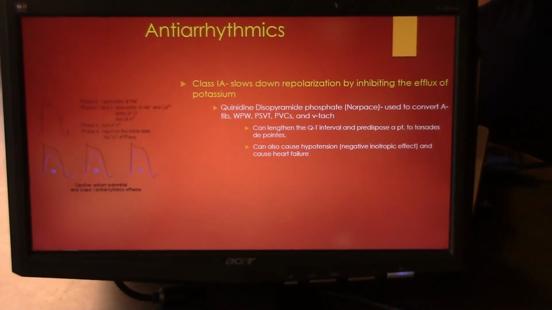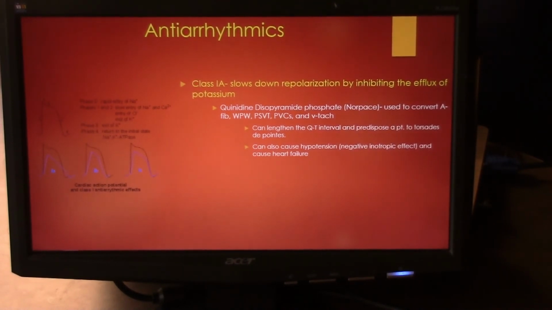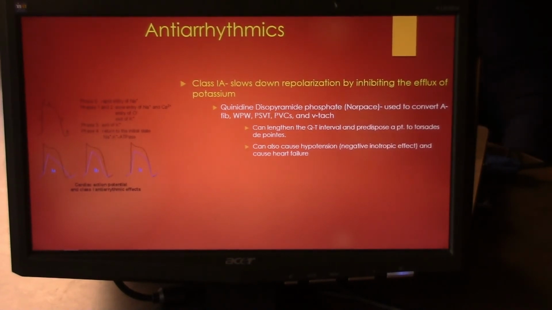Now we're going to talk about the different classes of antidysrhythmics. We have class 1A, which slows down repolarization by inhibiting the efflux of potassium. Quinidine is one of those drugs. Norpace is another one, and that is used to convert AFib, Wolff-Parkinson-White, PSVT, PVCs, and VTAC. They can also lengthen the QT interval.